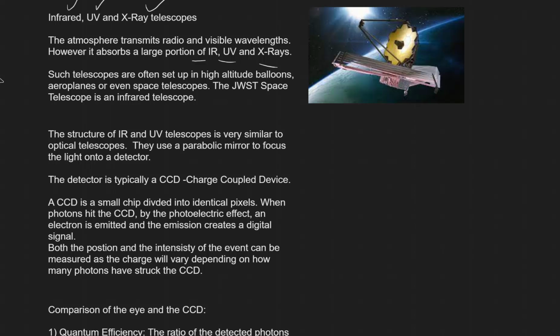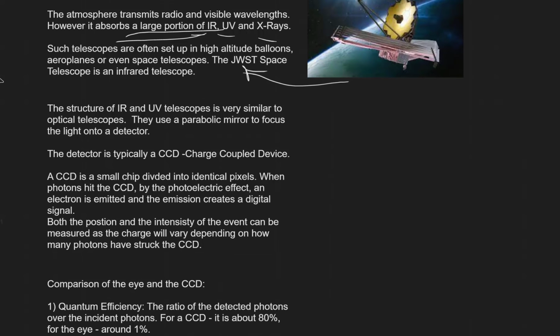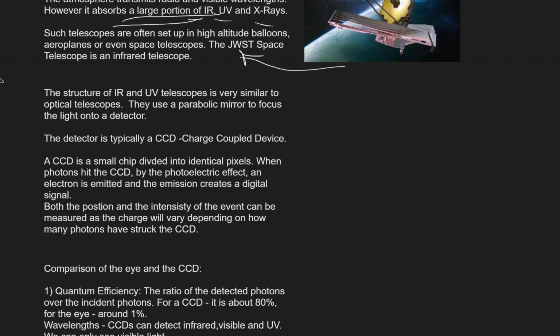So if we were to build telescopes that work in the infrared or on the UV range, they're often set up in high altitude balloons, particularly for UV and X-ray radiation, or airplanes, or even space telescopes. So for instance, the JWST, that's been quite recently a lot in the news, quite rightly so, is a space telescope, which is an infrared telescope. The infrared and UV telescopes are broadly pretty similar to optical telescopes, so they keep using a parabolic mirror.